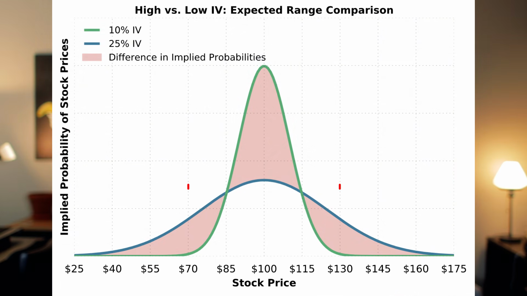For example, the 70 put or the 130 call would be nearly worthless on the 10% implied volatility stock because the implied probability of the stock trading beyond those levels is almost 0%. However, if we looked at the 70 put or the 130 call on the 25% implied volatility stock, we'd find that the options have some value because the stock price has a much wider range of expected price changes compared to the 10% implied volatility stock, and we know that has to be true because the option prices are implying the expected amount of volatility from that stock in the future.